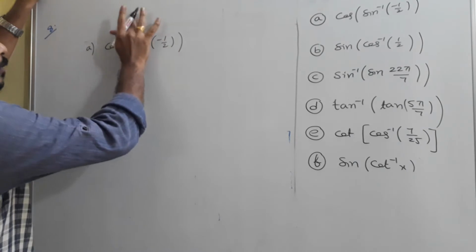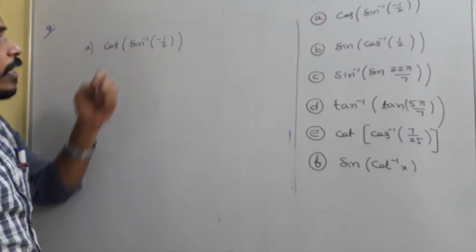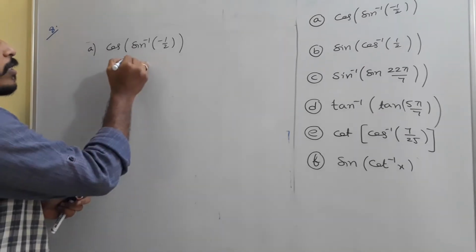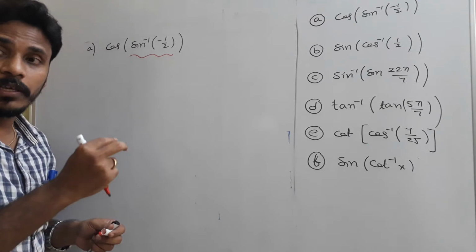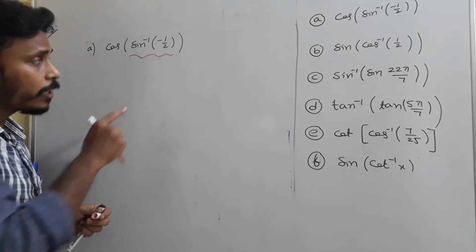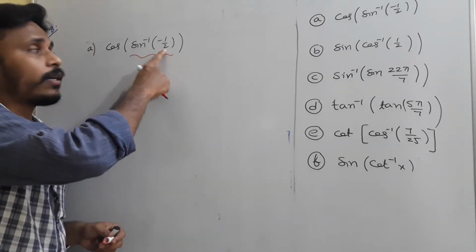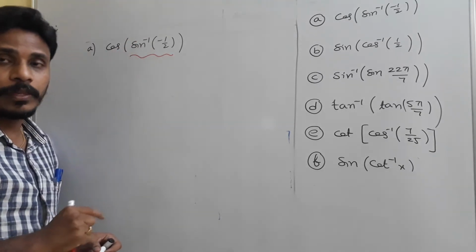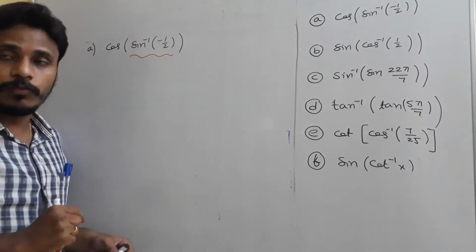What is its value? See, cos of sine inverse -1/2. First of all, we need to calculate this sine inverse -1/2. We know sine inverse of something is an angle. The input, that something, is a real number, and the result is an angle. For that angle we need to calculate the cos, right? So sine inverse of -1/2.